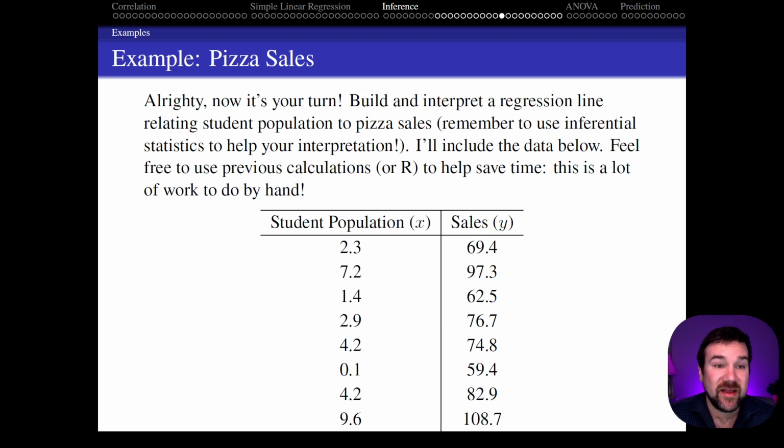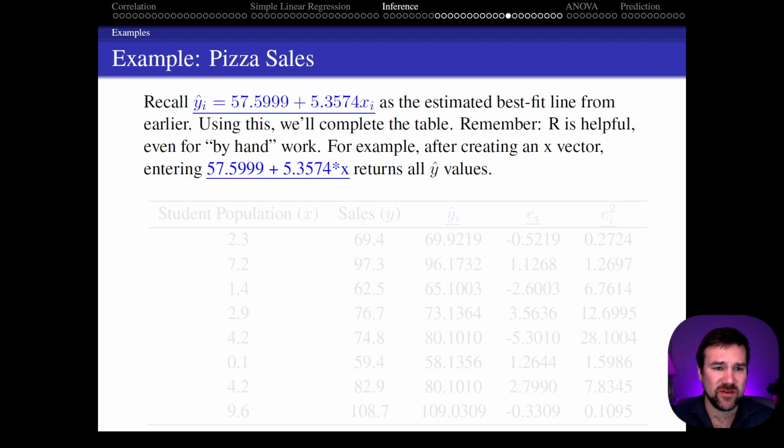All right, let's come back to it and see how you did. So for our previous calculations, our best fit line is 57.5999 plus 5.3574 times x. And that's our best fit line from earlier. So I'm going to need this to complete the table.